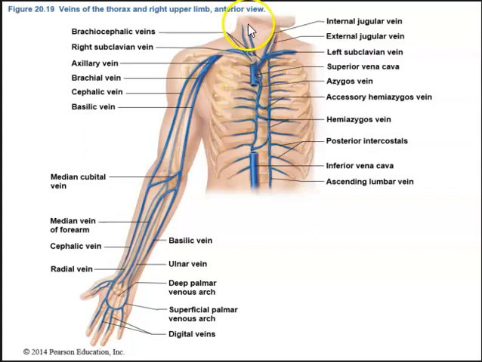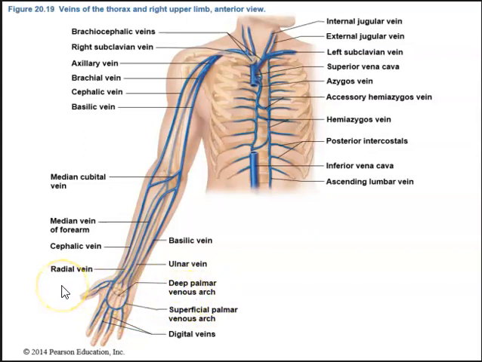Now, we see the internal jugular vein, that larger, more medial vein, and then the external jugular vein draining into the subclavian vein directly, and then the internal jugular vein will join with the subclavian vein to form the brachiocephalic veins. Okay? Now, let's start distally and go proximally. So veins of the hand, we have our digital veins, which will drain into the superficial palmar venous arch. We also have a deep palmar venous arch.